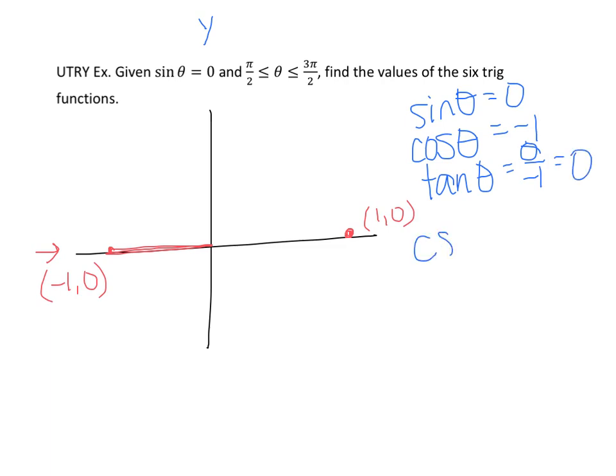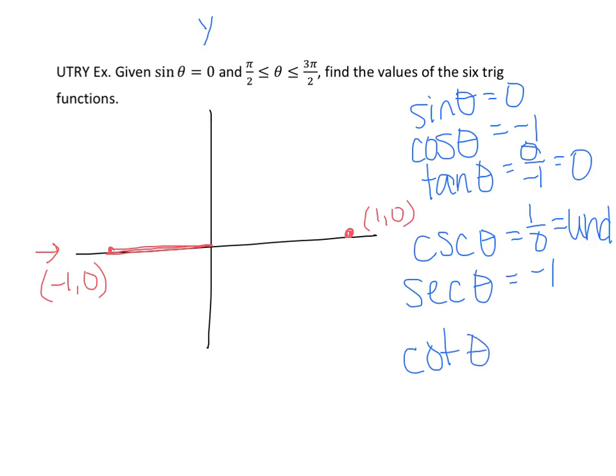Reciprocal identities, cosecant theta, flip over 0, you get 1 over 0, which is undefined. Secant theta, flip over negative 1, you still have negative 1. Cotangent theta, flip that over, gives you negative 1 over 0, which is undefined.